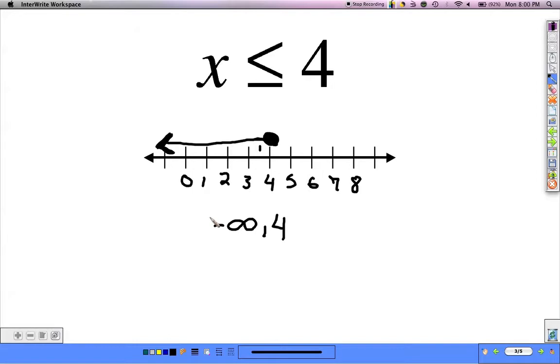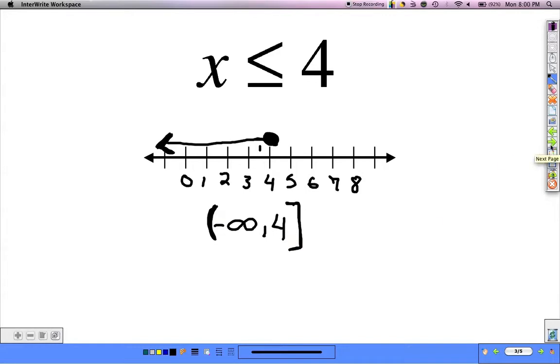Now, negative infinity, because it's a concept and not really a number, we want to just put a curved bracket, or rather parentheses, always for negative infinity or positive infinity. Again, because it's not an exact number, we can't quite include that. And since we have 4 and we're including 4, we want to use a square bracket. And that is our solution in interval notation. X is less than or equal to 4. X goes from negative infinity up to and including 4.